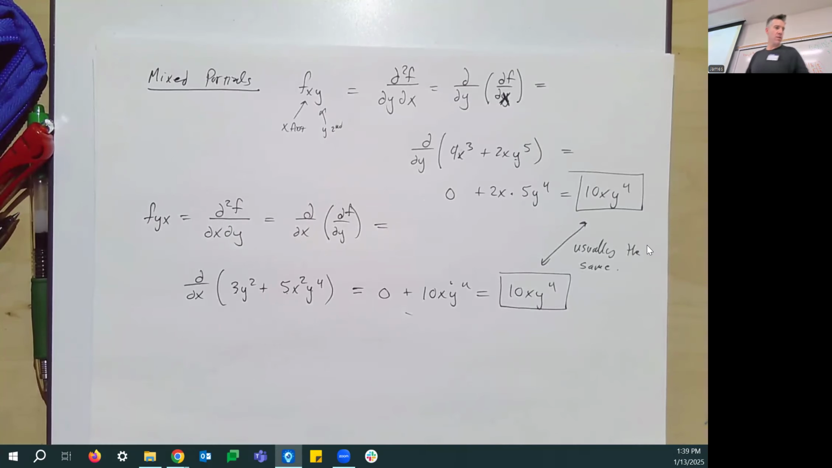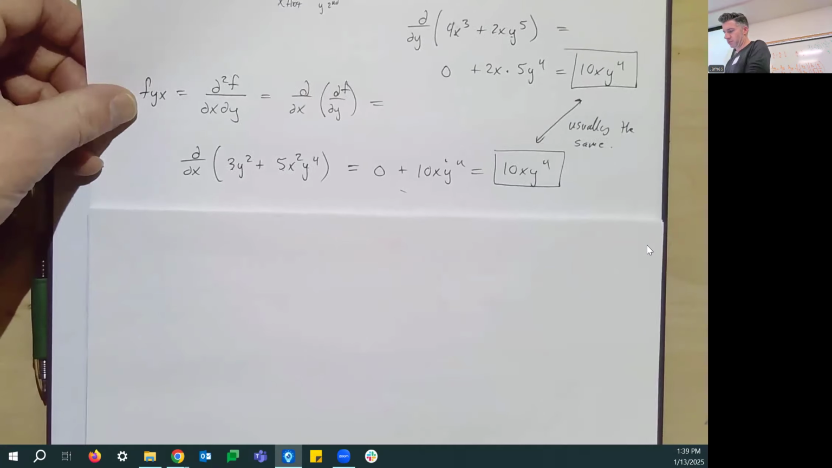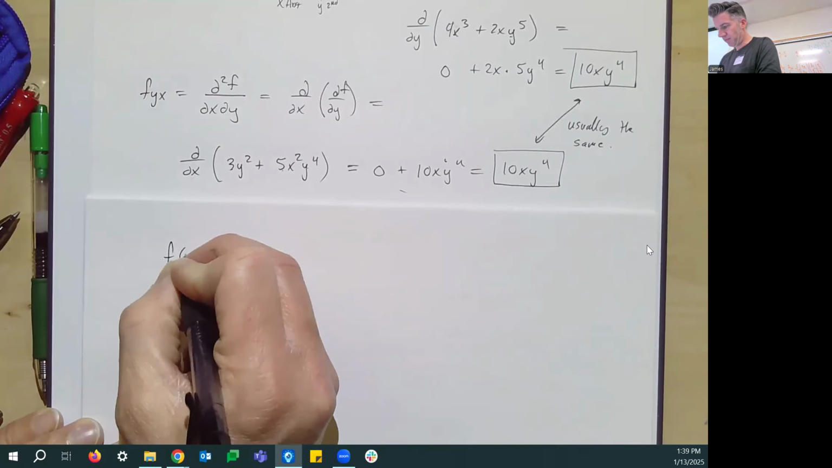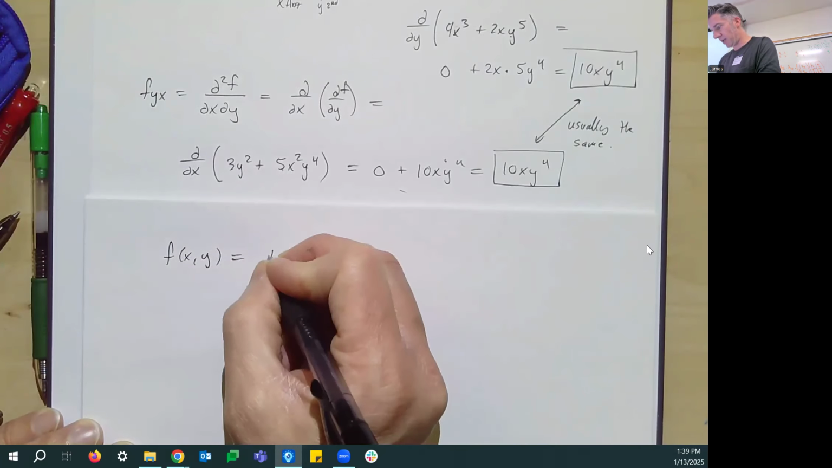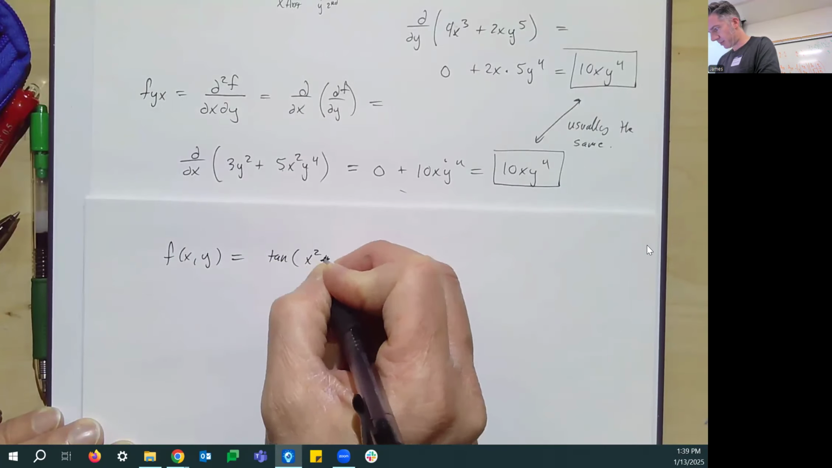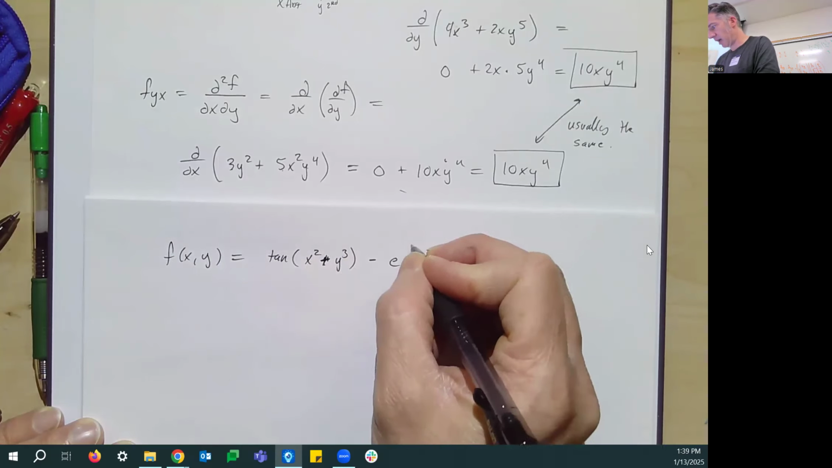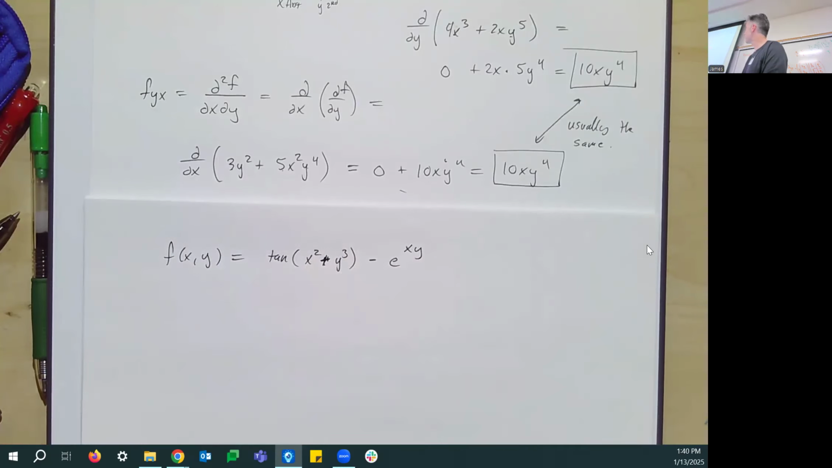So let's say we have something like f of (x, y) equal to tangent of (x squared plus y cubed) minus e to the xy. Looks relatively annoying. Let's start finding some partial derivatives.